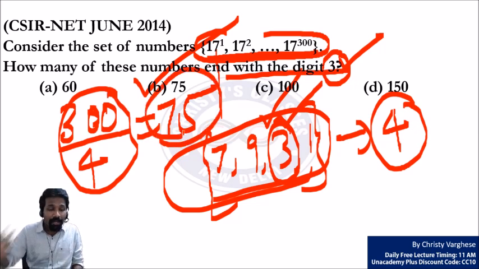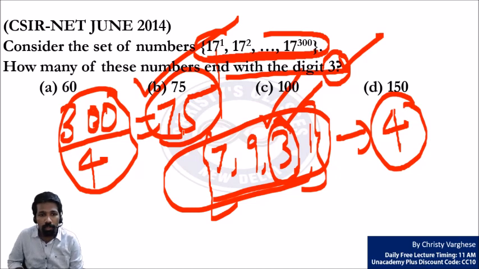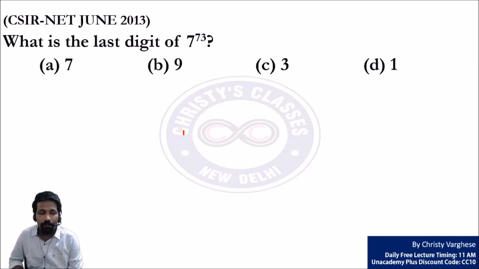That is why I told you, understand the concept clearly, so that whatever way they ask, you can easily do the question. This is also clear, I guess, and this is the 4th question asked from the same topic. Very straightforward question now, I guess. June 2013 NET exam, this was asked. What is the last digit of 7 raised to 73?